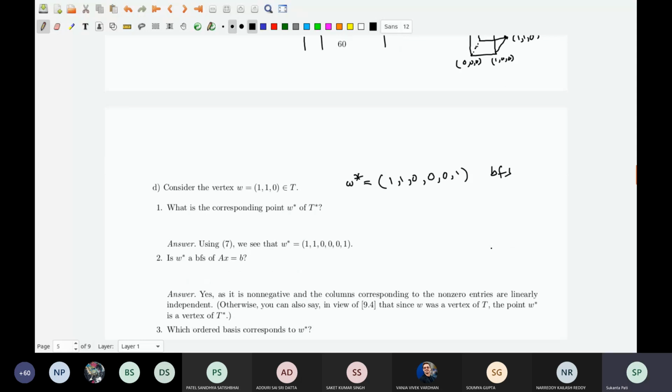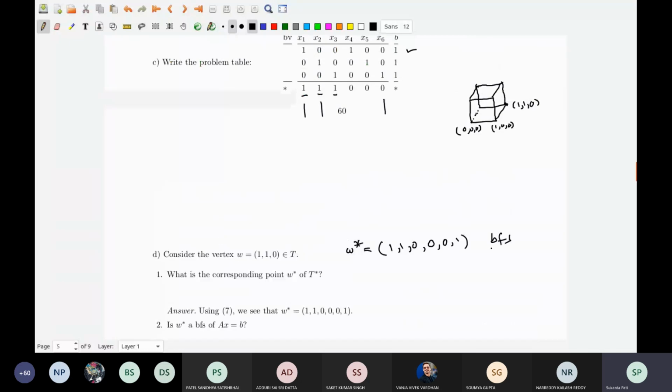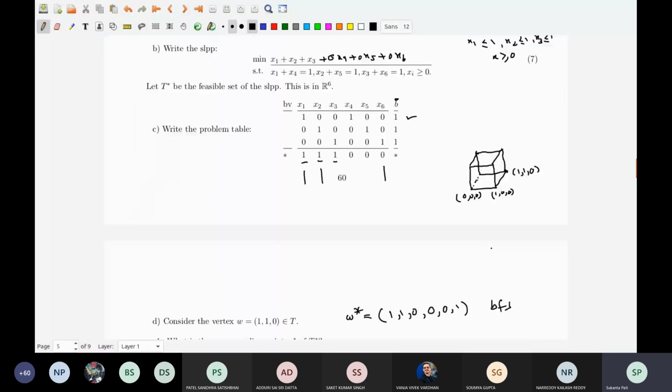What is the ordered basis corresponding to W star? Now for W star, what are the basis elements related to this? These are X1, X2 and X6. I can choose any order from them.